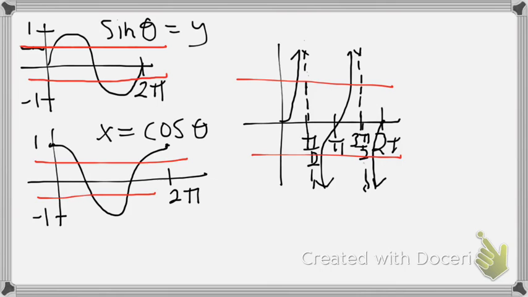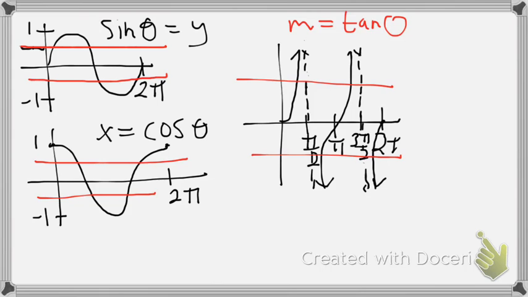So that makes sense why we're only getting 2 solutions in the interval 0 to 2 pi for any of these equations. Okay. So any of these equations always have 2 solutions in the interval 0 to 2 pi, unless you're in the case of sine or cosine and your y or x values are plus or minus 1.